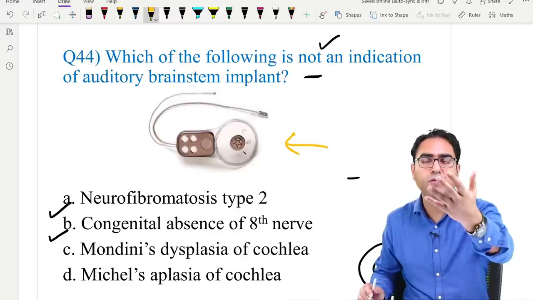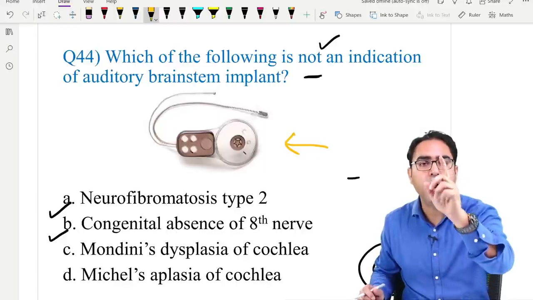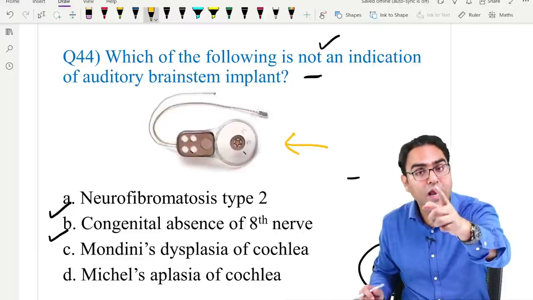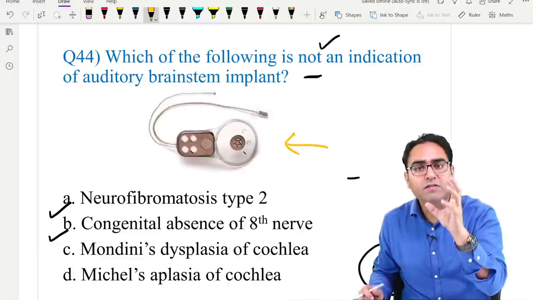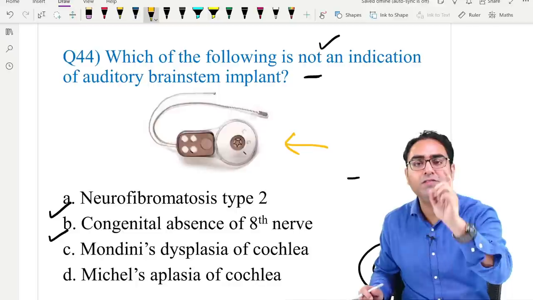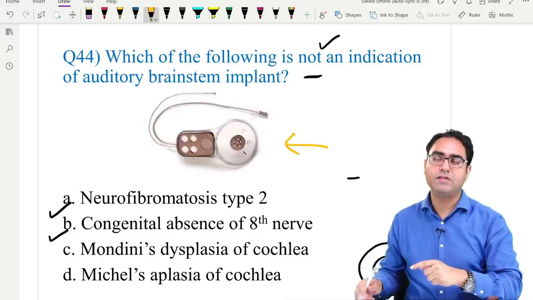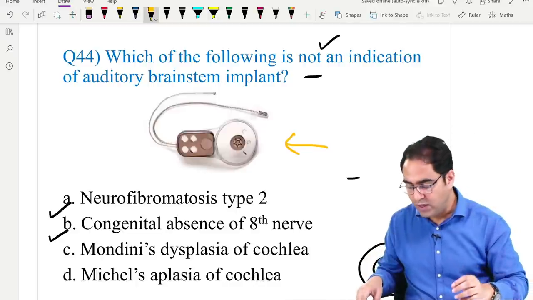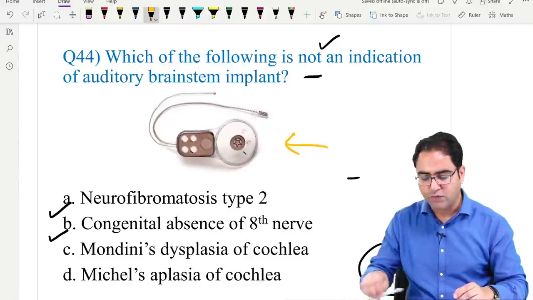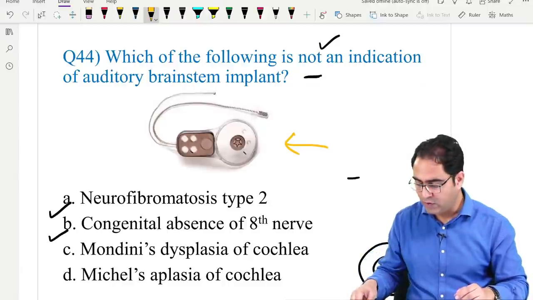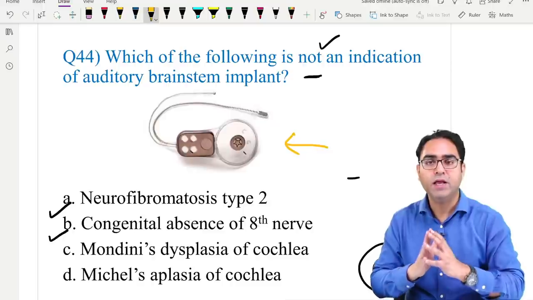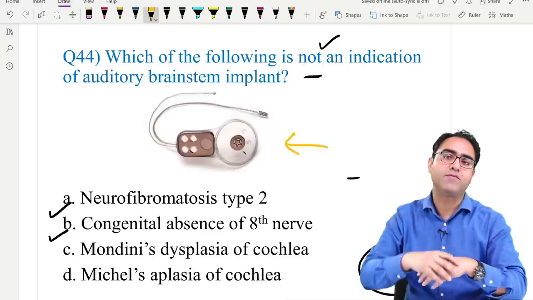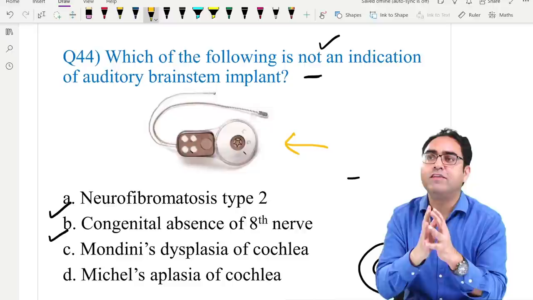Speak with me, beta. What is the site of cochlear implant electrode placement? Scala tympani of cochlea. And the site of implantation of brainstem implant is the lateral recess of the fourth ventricle. Once again, brainstem implant is placed in the lateral recess of the fourth ventricle, beta. Am I clear, beta? Fine. Cochlear implant is placed in scala tympani of cochlea. This implant is placed in the lateral recess of the fourth ventricle.